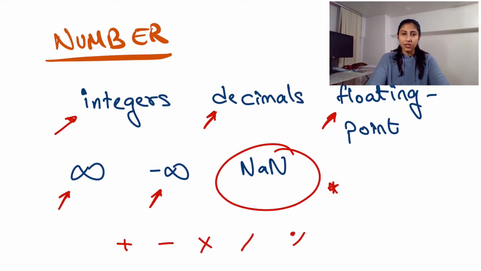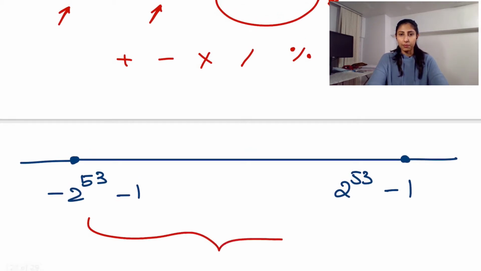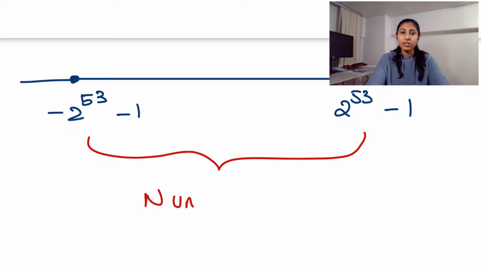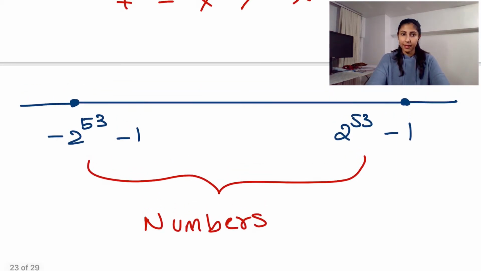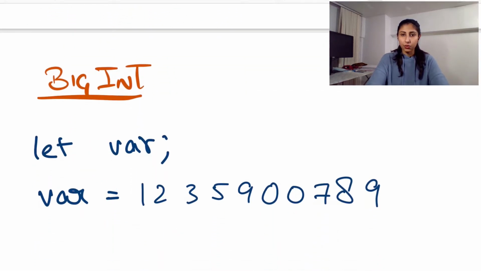But numbers are restricted to the range -2 to the power of 53 minus 1 to +2 to the power 53 minus 1. For numbers lying outside of this range, we use big int. Big int can contain numbers of any length, and the way to show that a number is a big int is by adding an n at the end of the number.